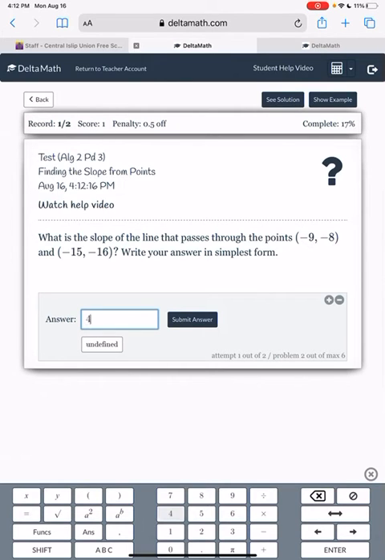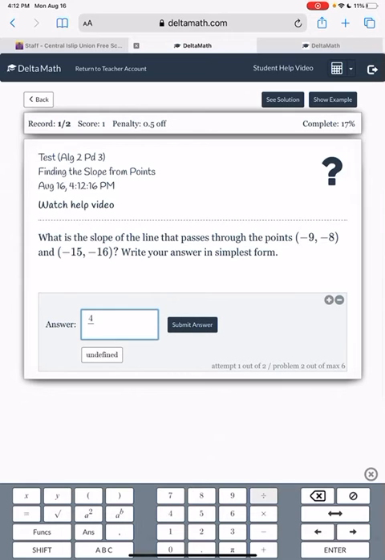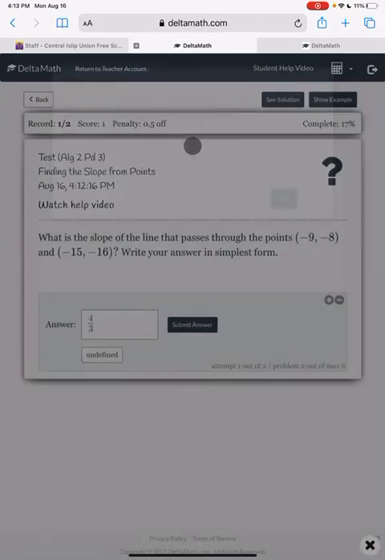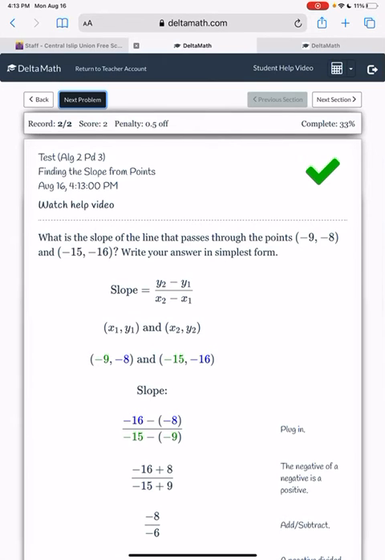So I hit 4. And then I can hit the division sign, puts it right into fraction mode like that. So 4/3, and I hit submit answer. Are you sure you want to submit this answer? And I hit yes. Okay, perfect.